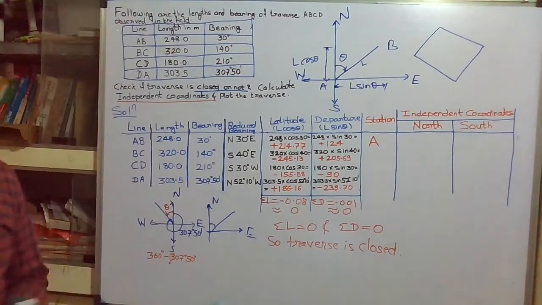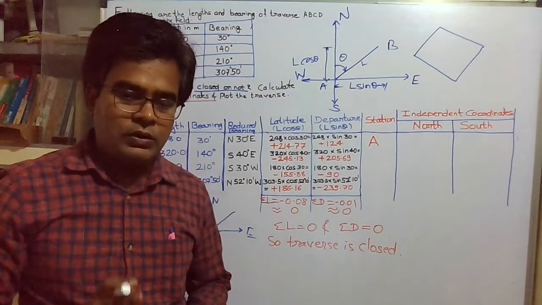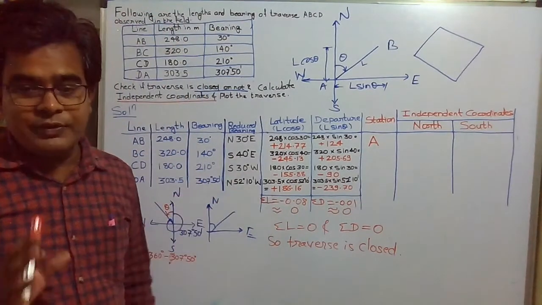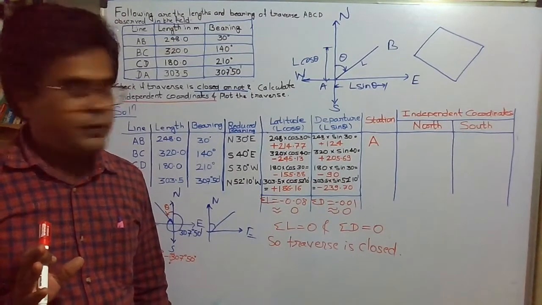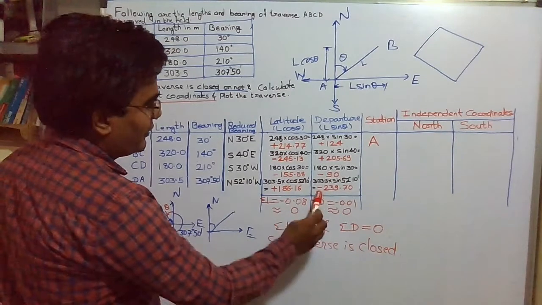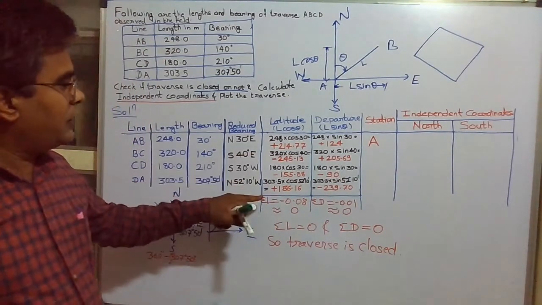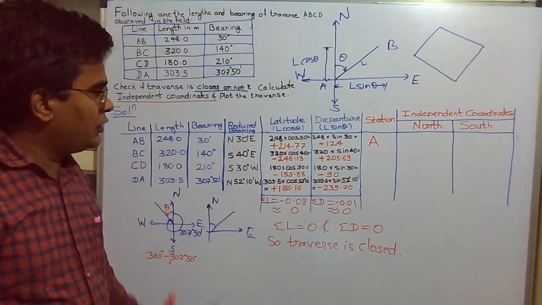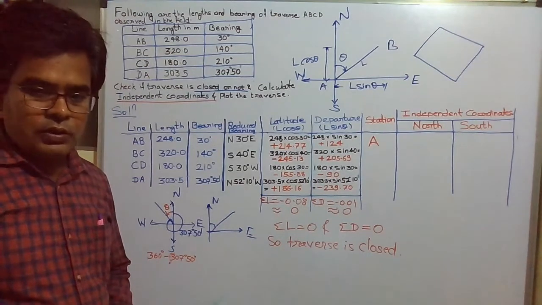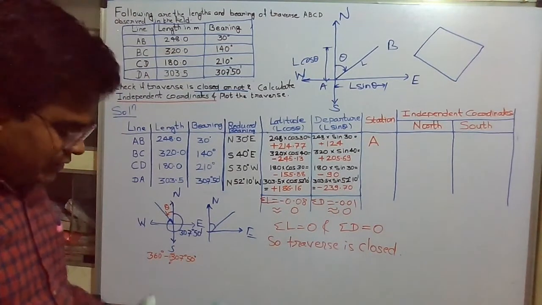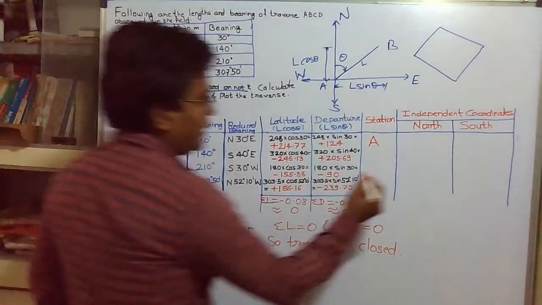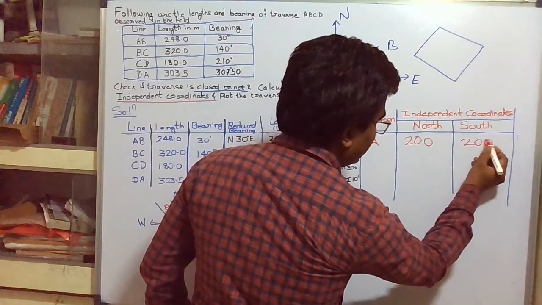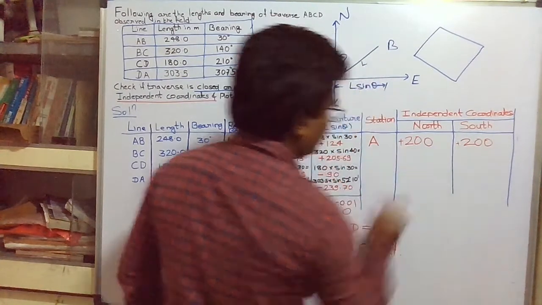We have to assume the coordinates of the first station such that when we add all these things, all values come out positive. Here you can see the maximum value is 245, and here the maximum value is 239. If we consider 200 for both, then also we will get all values as positive. So I will consider the coordinates for A as north 200 and south 200, that is plus 200 and plus 200.